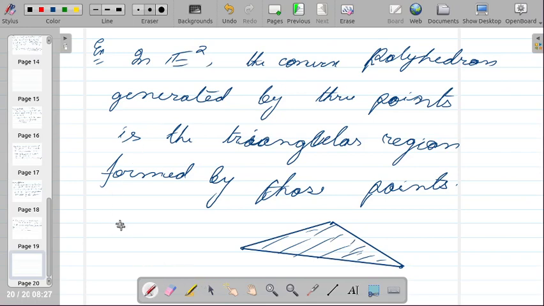Similarly, the convex polyhedron generated by four points will be a convex quadrilateral. So what is the difference? There may be many quadrilaterals which are not convex. Let me show you some. This is a convex quadrilateral. Convex quadrilateral means you take any two points inside or on the boundary of this quadrilateral, the straight line segment joining those two points should lie inside.